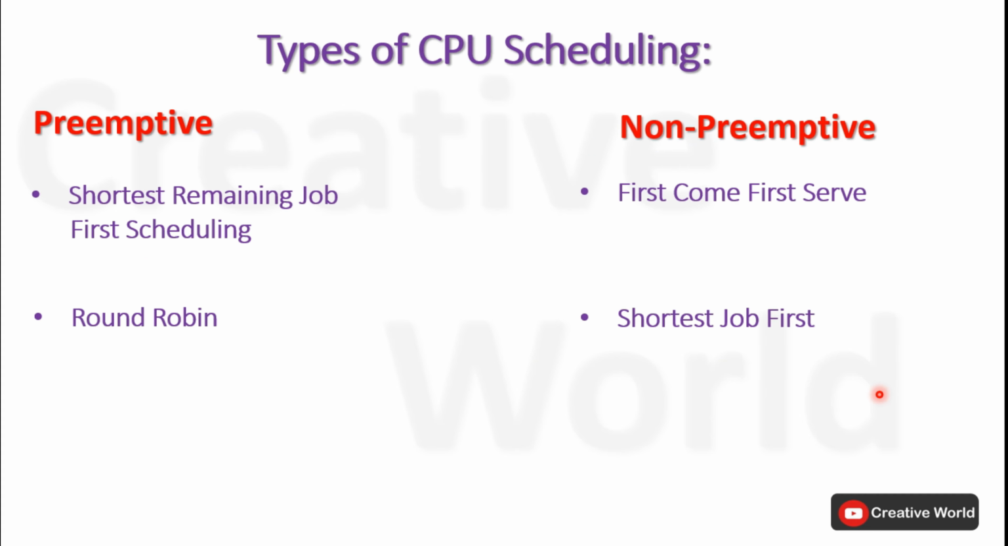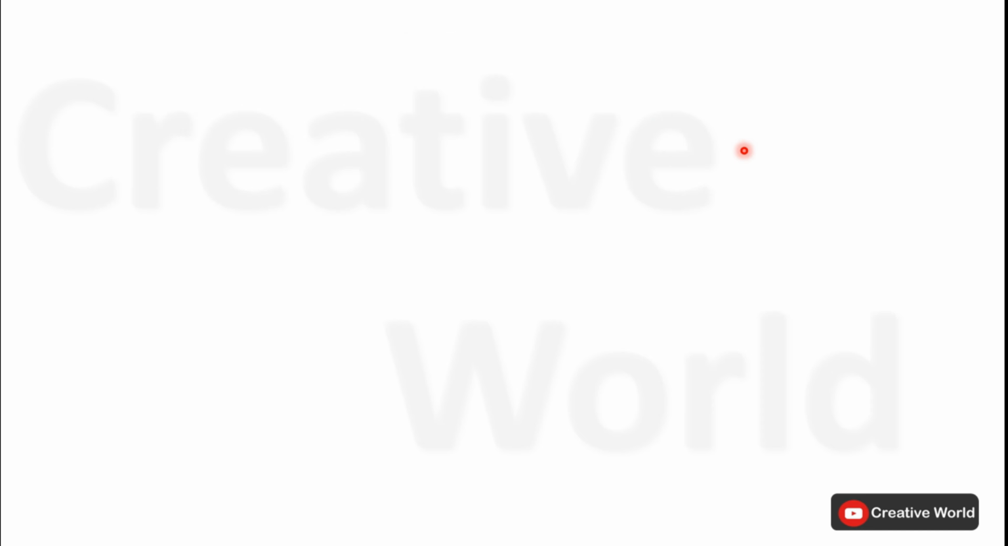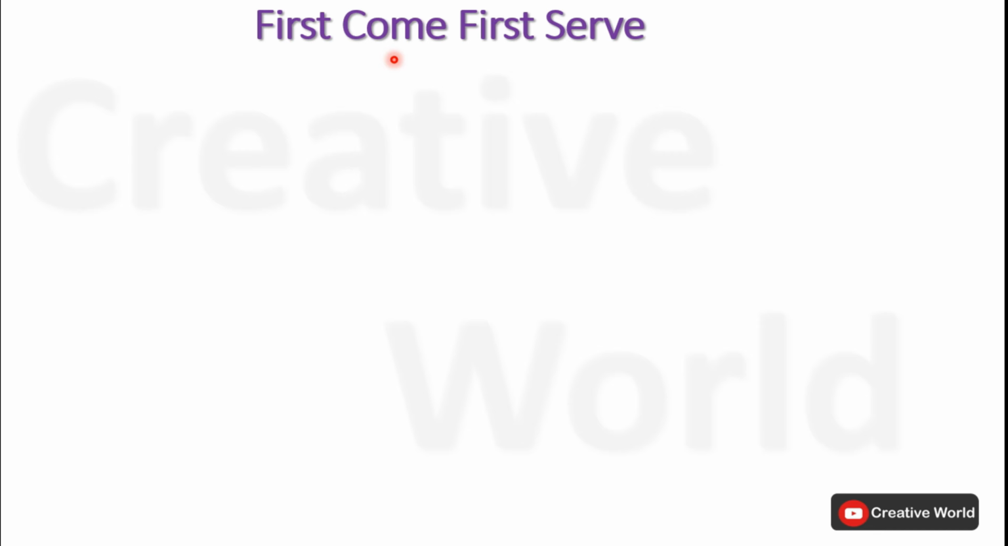As we have discussed earlier, we will be discussing these 4 algorithms in this video. We will start from first come first serve, that is a type of non-preemptive algorithm. The name of this algorithm explains its working. The process which arrives first will be served first. We will learn this algorithm with the help of an example.